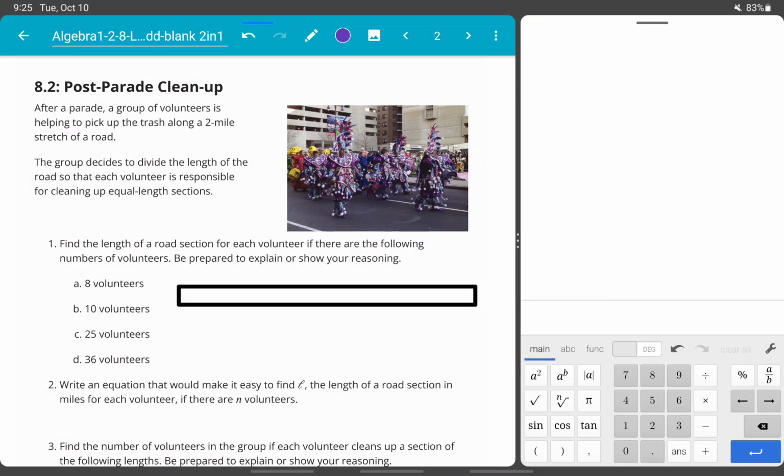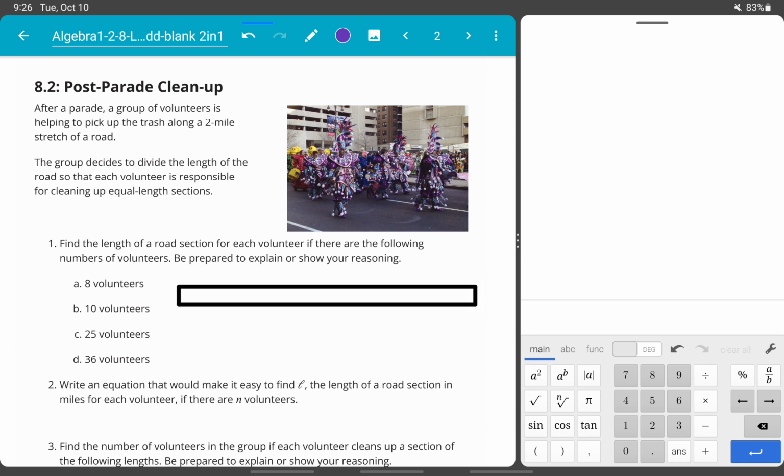After a parade, a group of volunteers is helping to pick up the trash along a 2-mile stretch of road. The group decides to divide the length of the road so that each volunteer is responsible for cleaning up equal length sections. Find the length of a road section for each volunteer if there are the following numbers of volunteers. Be prepared to explain or show your reasoning.